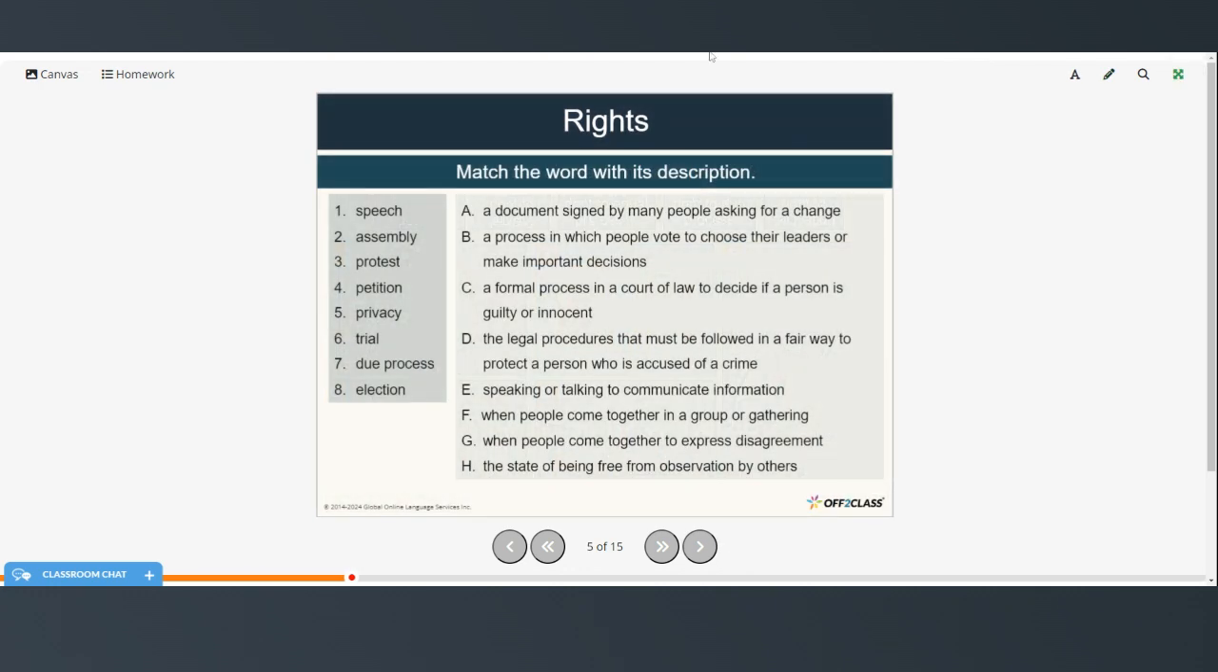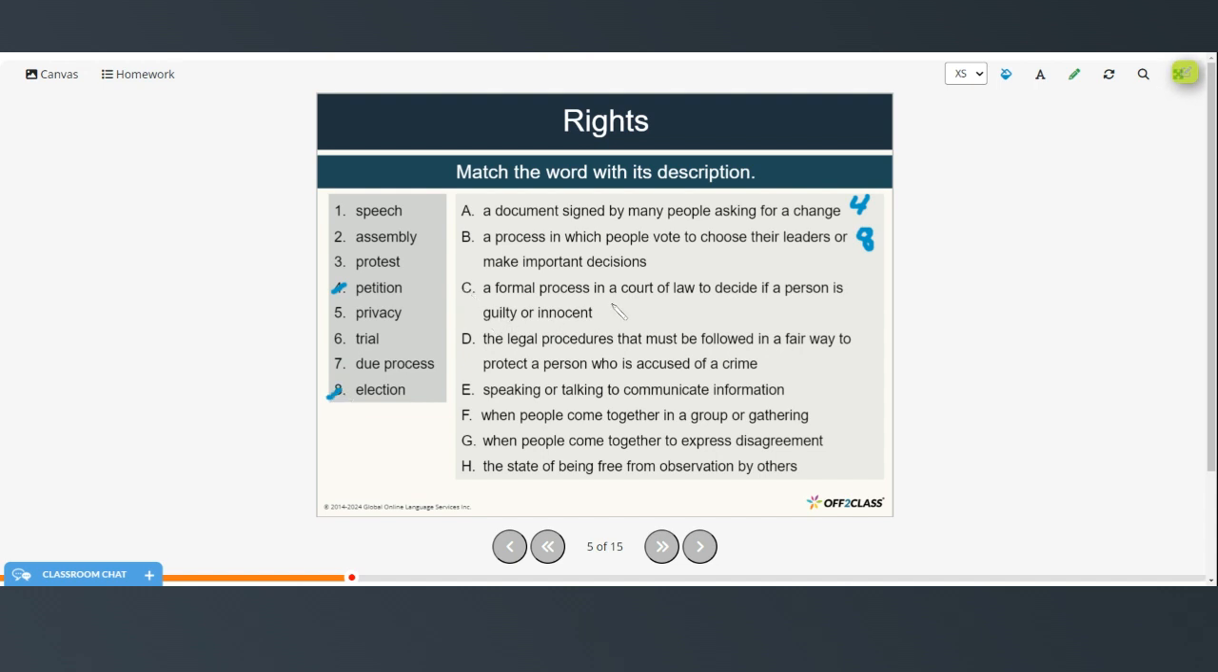All right, so now you can take a few moments, pause the video, and match these definitions to the words on the left. And you can restart the video when you're ready to check your answers. So a document signed by many people asking for a change, that would be number 4, a petition. A process in which people vote to choose their leaders or to make important decisions, that would be number 8, an election.